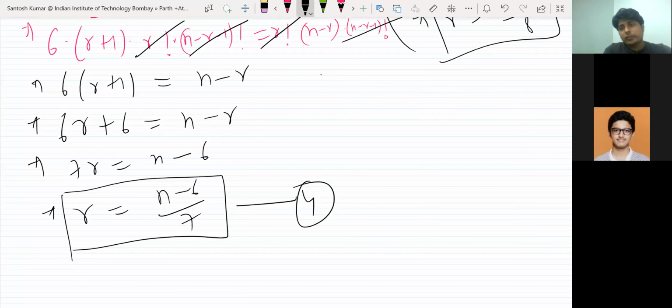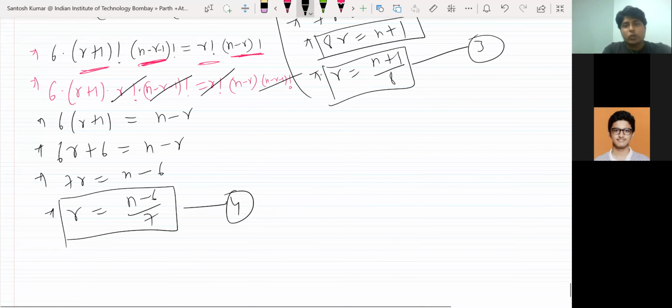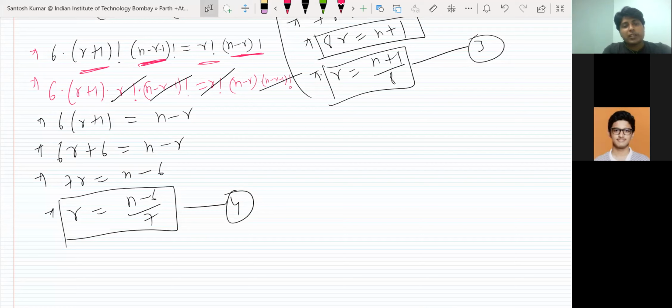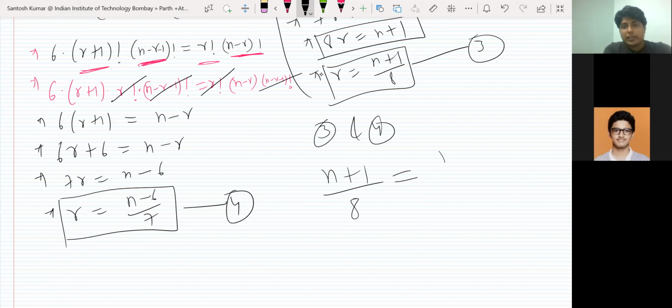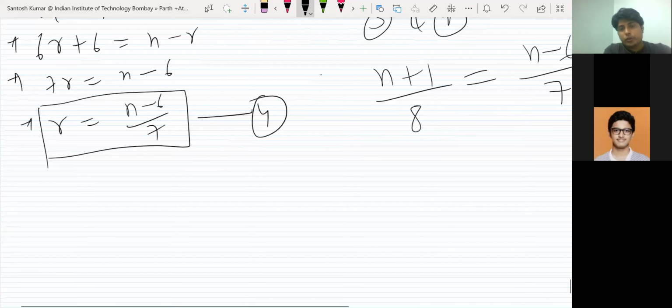Now you look at 3 and 4. In 3 you have r is equal to n plus 1 by 8. In 4 you have r is equal to n minus 6 by 7. Both are the same r, so you can equate. So from 3 and 4 you can equate n plus 1 by 8 is equal to n minus 6 by 7. Fine. So what we have, you just do cross multiplication.